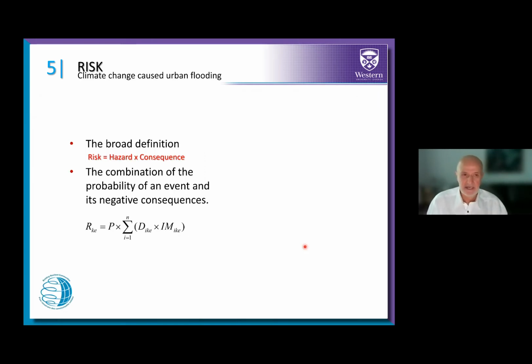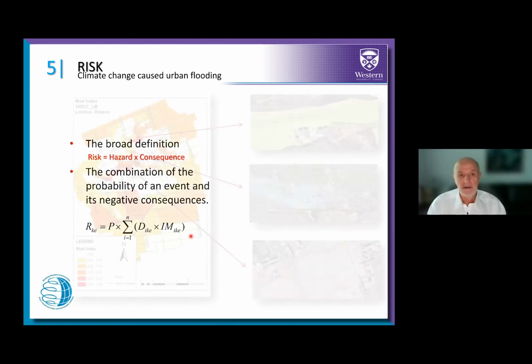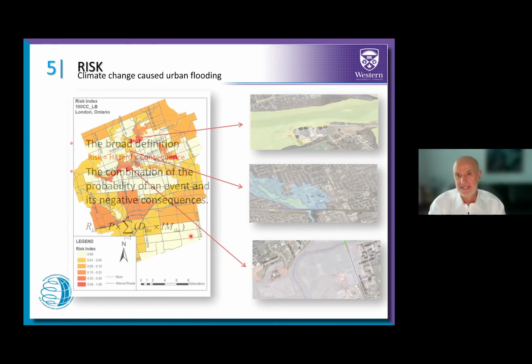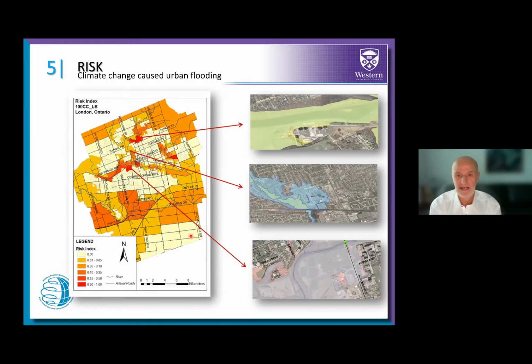Risk and the risk-based approach is relatively traditional in urban flooding. The broad definition of risk is the product between the hazard and consequences, basically a combination of the probability of the hazardous event and the negative consequences. It can be expressed in various ways. The maps are basically the outcome of this type of analysis, and they can be useful, but they are basically static. They are showing you one single value for one location.